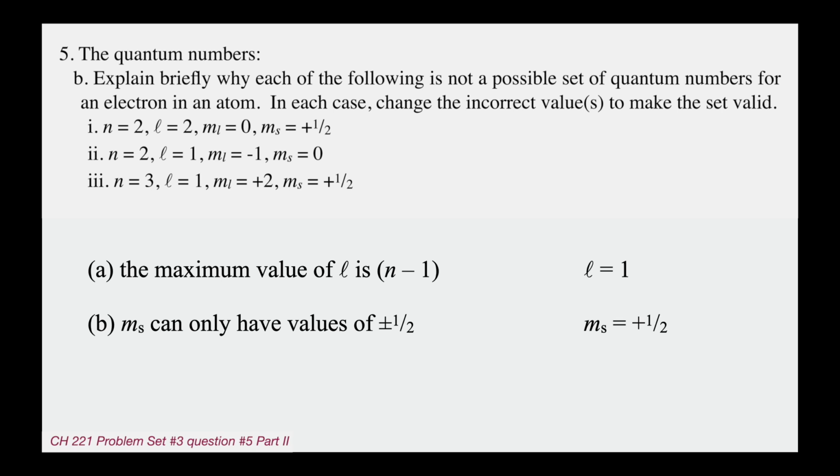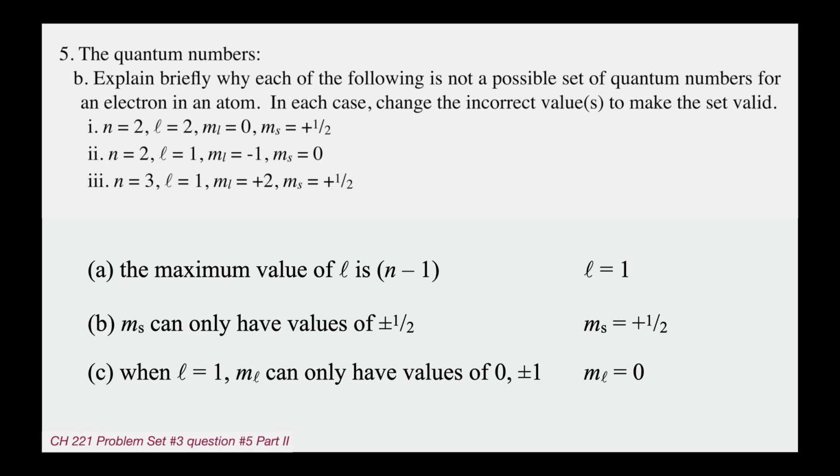The last one, C. n is good. l goes from 0 up to 3 minus 1, 2. So l of 1 is okay. Absolutely. m sub l, negative l to positive l. So if l is 1, that means m sub l can be negative 1, 0, or plus 1. Plus 2 is certainly not in that range. So m sub l is the trouble child here. You could have negative 1, 0, and plus 1 for l equals 1. Those would all be fine answers, but you wouldn't want to have positive 2. That would be weird. And of course, m sub s on that one is okay too.